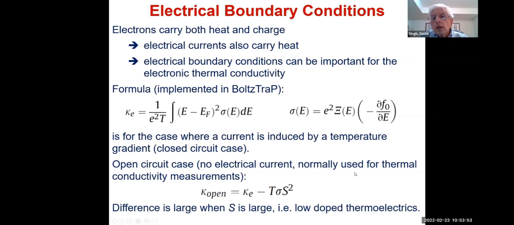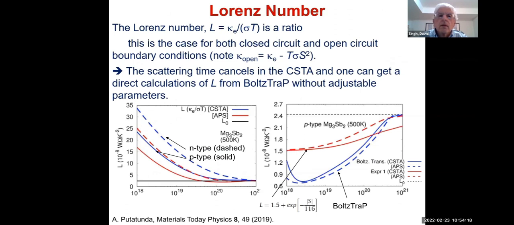The open circuit case, which is what's often used for thermal conductivity measurements, is different because of this factor that I mentioned. And so if you want to compare with experiment, you need to think about this factor. And that difference could be large if S, the Seebeck coefficient, is large. And that's the case in lightly doped thermoelectric materials. So this is just showing that.